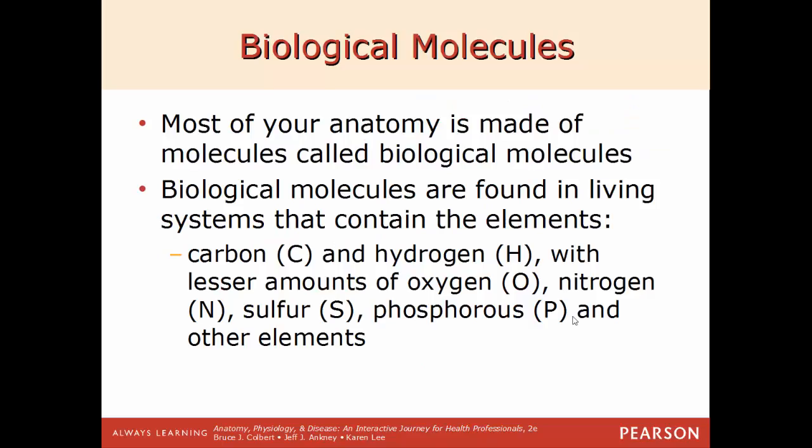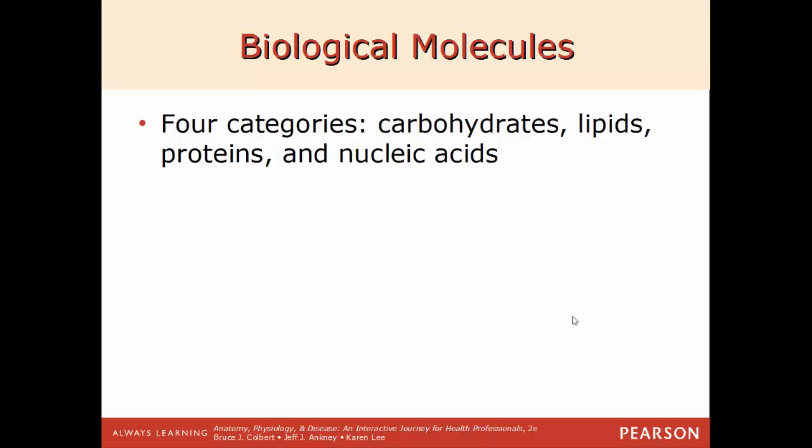All right, now we'll move on to biological molecules. Now, most of your anatomy is made up of biological molecules. And biological molecules found in living systems contain some very common elements: carbon, hydrogen, oxygen, nitrogen, sulfur, phosphorus, and so on. But those are all very commonly found elements within a living system. Now, all biological molecules within your body and in a living system in general will fall into one of four categories. It's either going to be a carbohydrate, a lipid, a protein, or a nucleic acid.